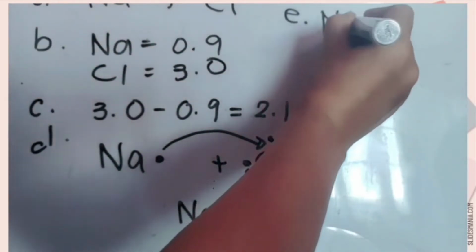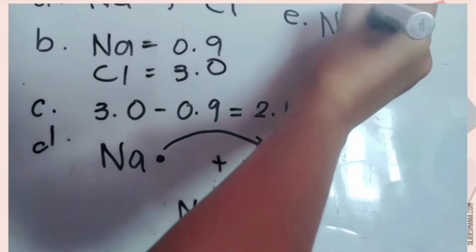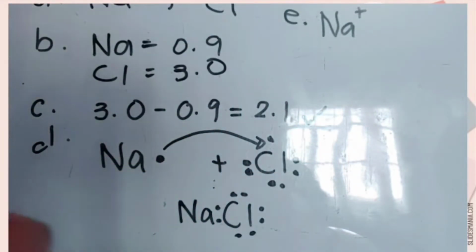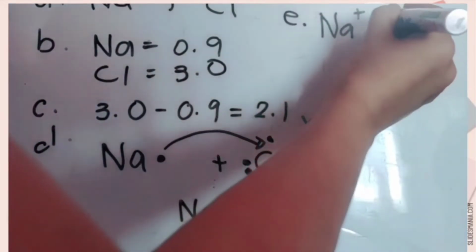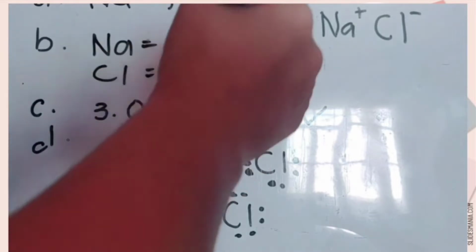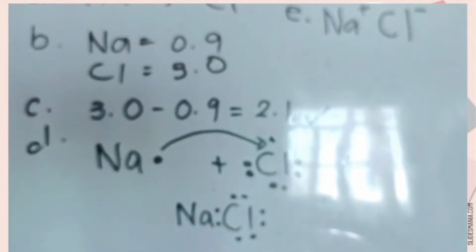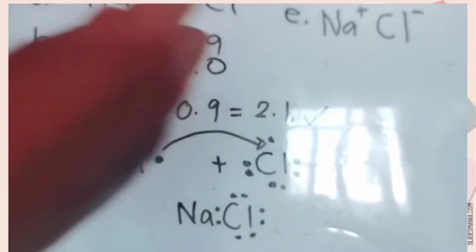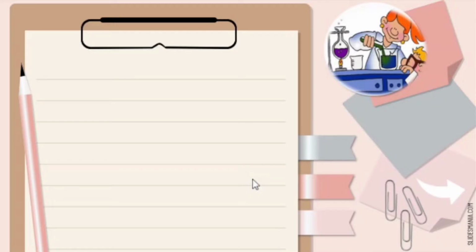So, sodium becomes positively charged because it gives or transfers an electron to chlorine. And chlorine becomes negatively charged because it receives or accepts electrons from sodium. So, that is now the ionic bonding between sodium and chlorine. It's so easy, right? I know you can do it on your own.